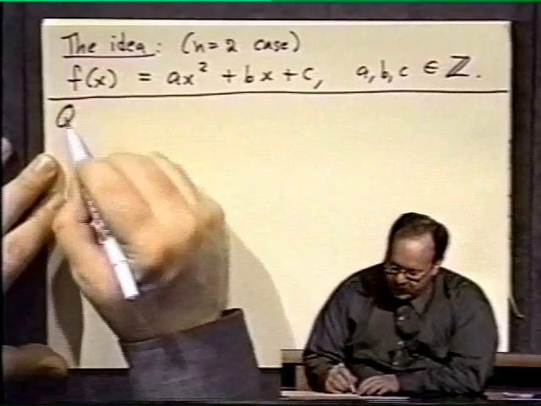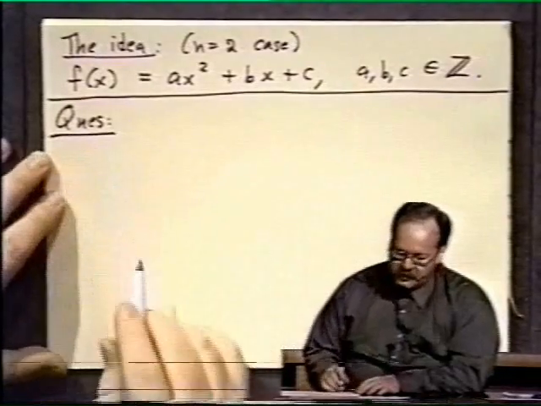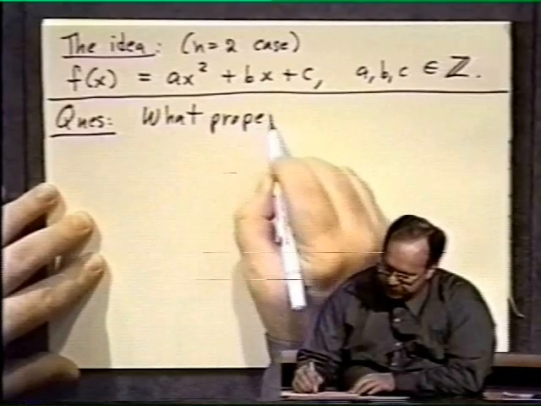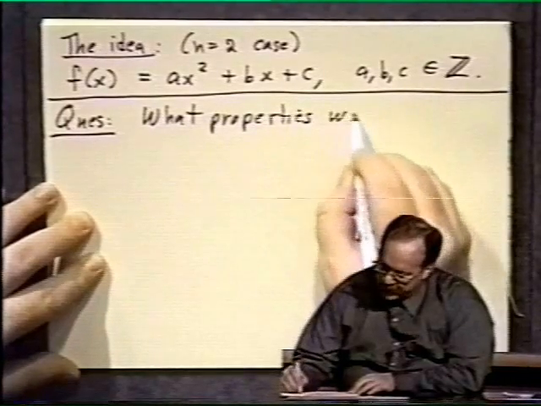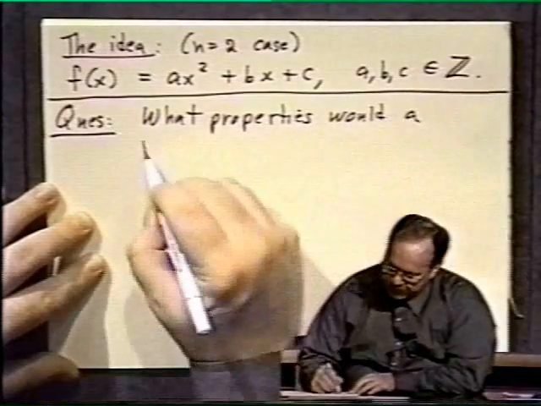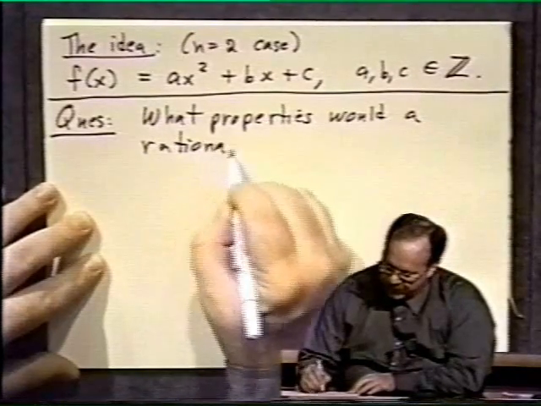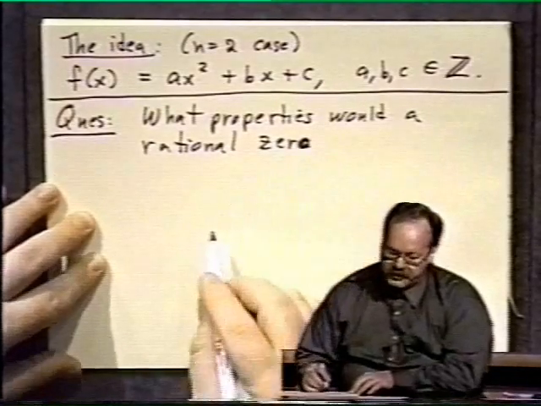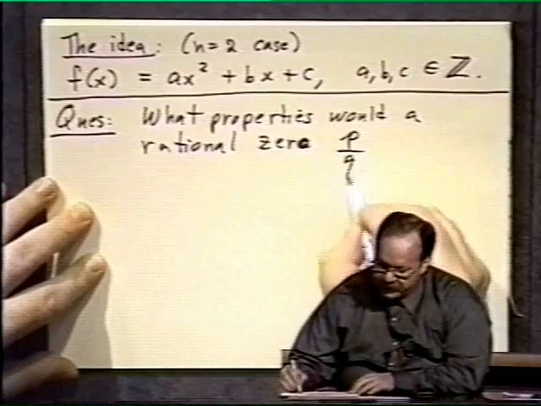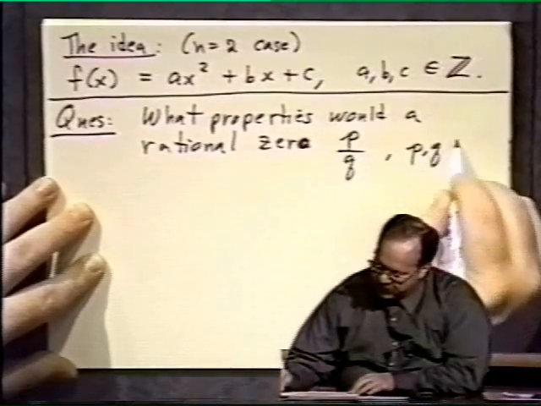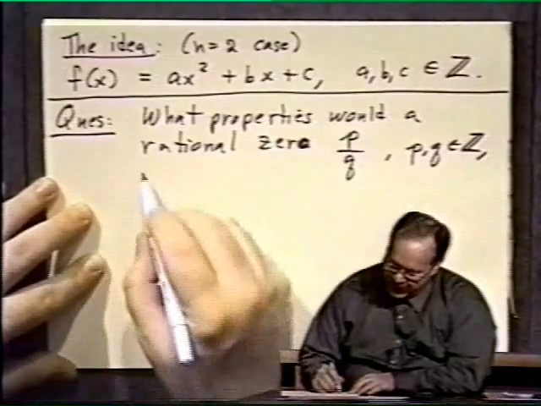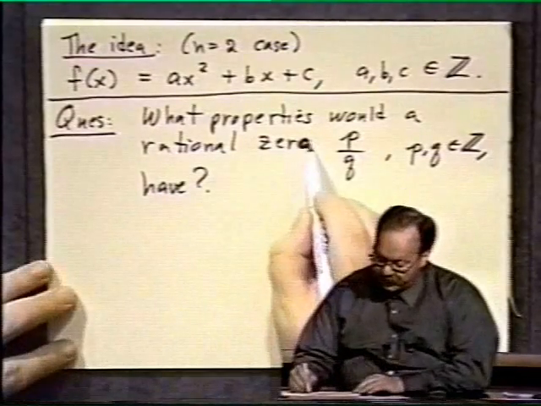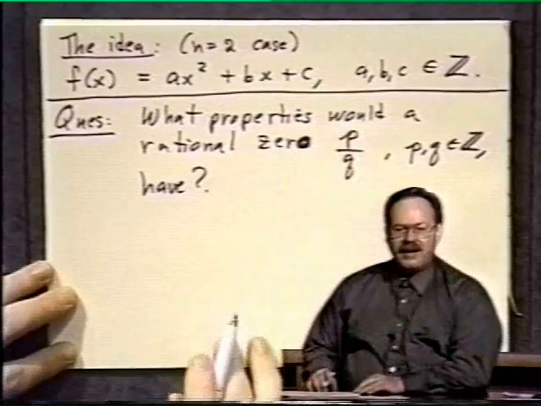Now we ask the following question about rational zeros. What properties would a rational zero of our f of x here, say p over q, where p and q are integers, have? What properties would such a rational zero have?